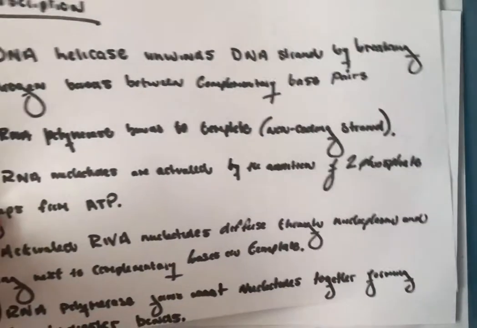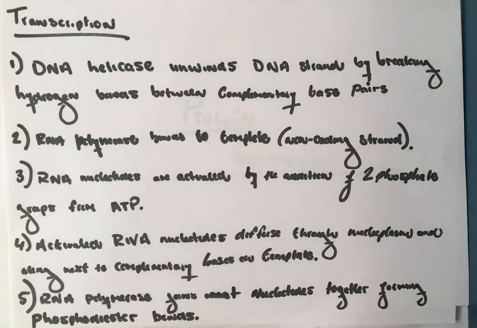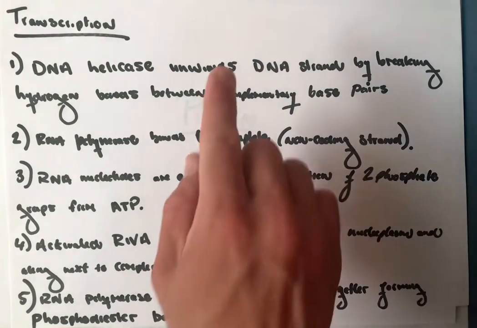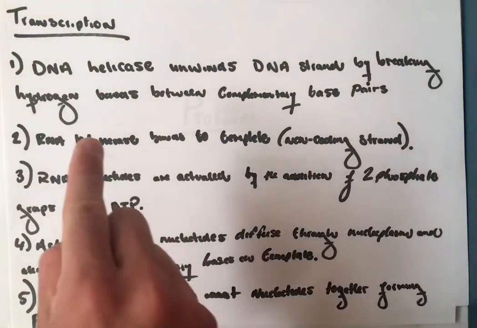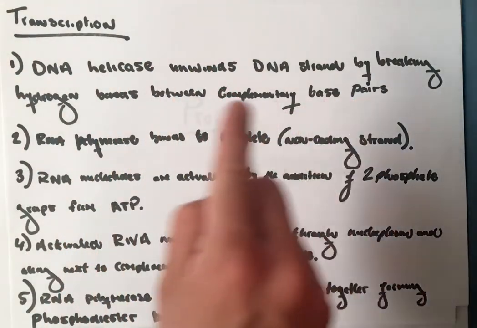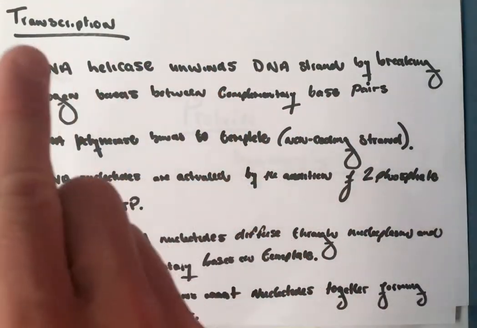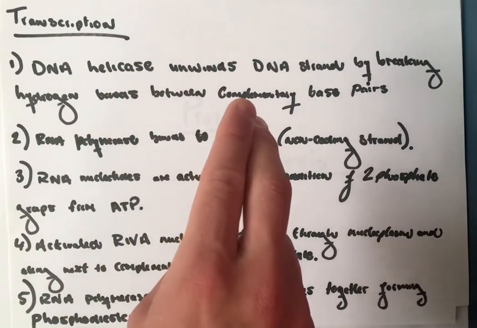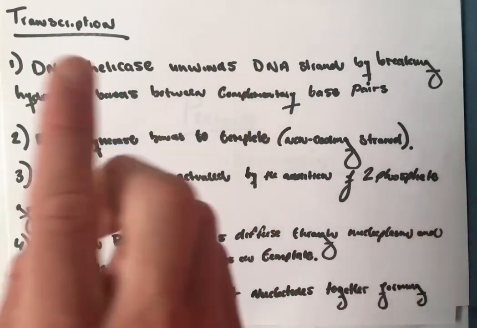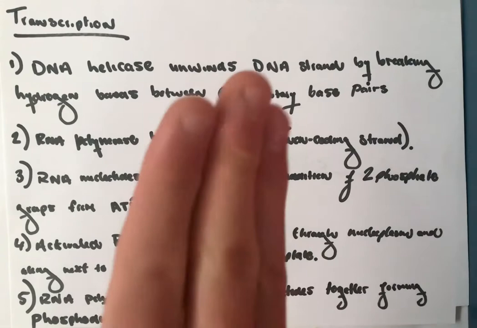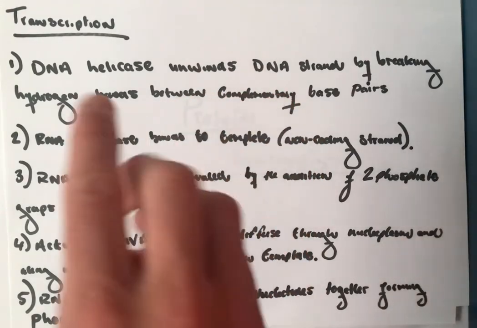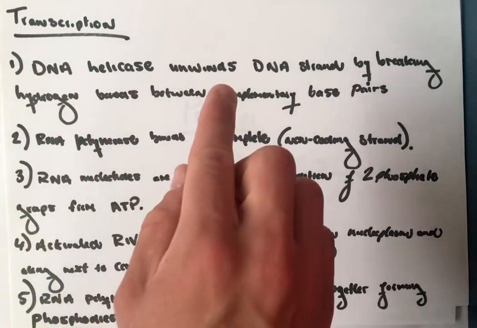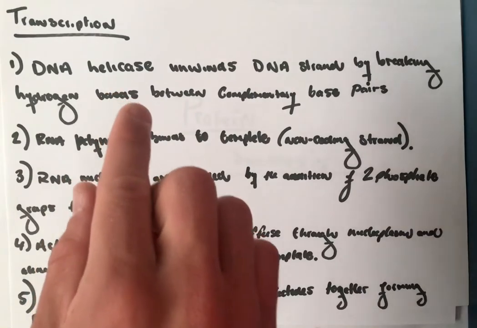So first step, DNA helicase, which is an enzyme that's also involved in DNA replication, if you remember rightly, unwinds the DNA strand by breaking the hydrogen bonds between the complementary base pairs. Now remember, between A and T there are 2 hydrogen bonds, and between C and G there are 3 hydrogen bonds. Now this enzyme unwinds the DNA by breaking those bonds.